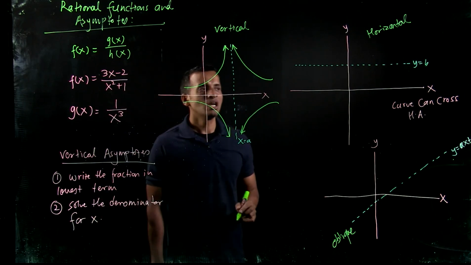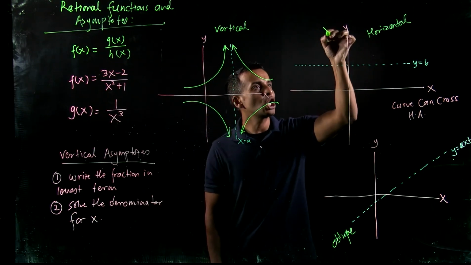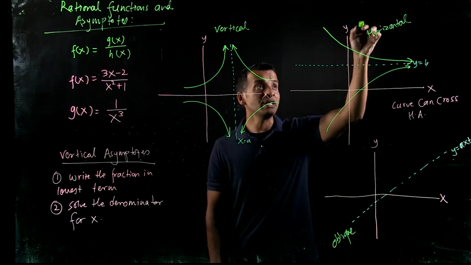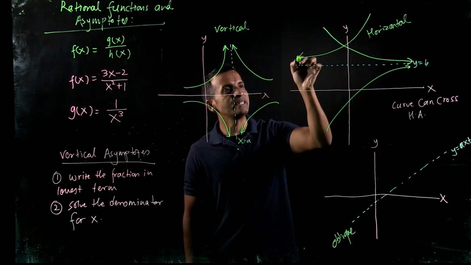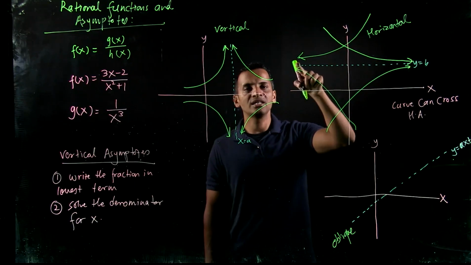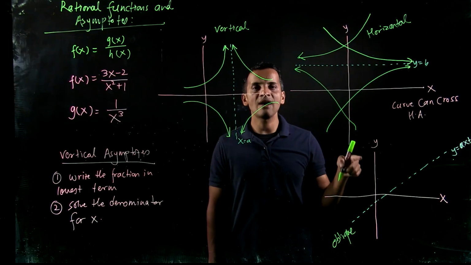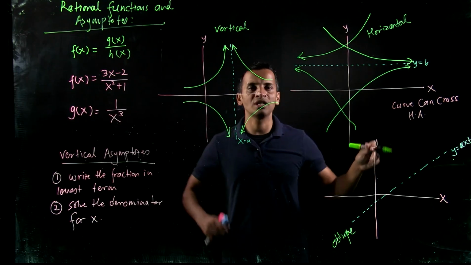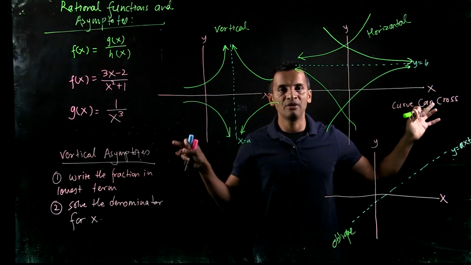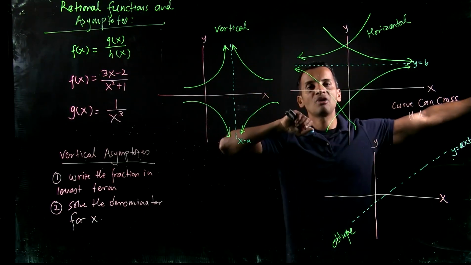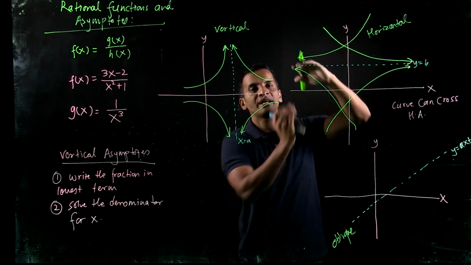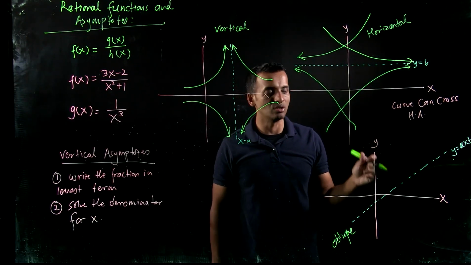Sometimes the graph of a function can get close to a horizontal line like this, or like this, or in that way or that way. In this case, this horizontal line is called the horizontal asymptote. If the graph of a function gets close to a horizontal line towards the end, then in the middle the graph can show any behavior, but towards the right end or the left end, if the graph is getting close to a horizontal line, then that horizontal line is called the horizontal asymptote.